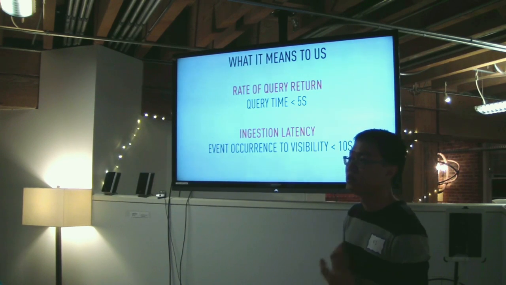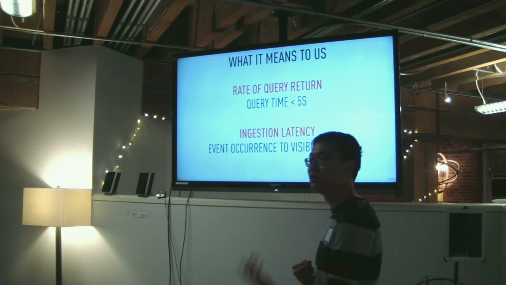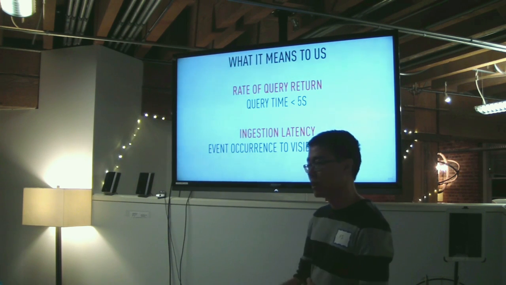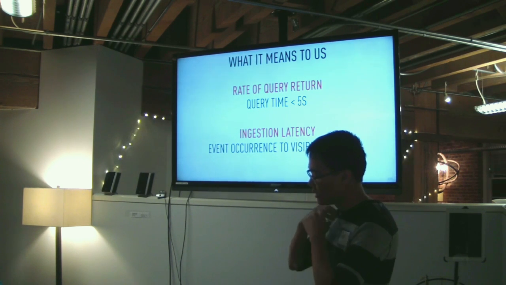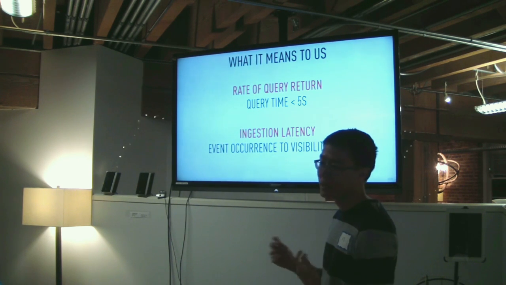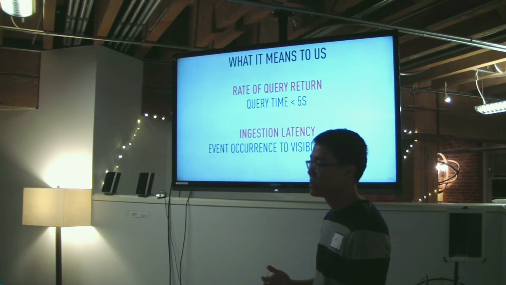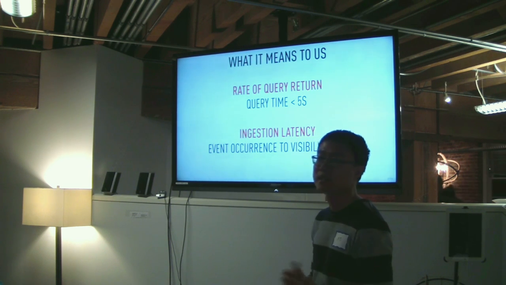To us, in Druid, we really measure real-time based on two facets. One of those is on the rate of query return. So in Druid, when you're scanning tables that comprise billions and billions of rows, we want our queries to be able to return in something less than 5 seconds. For most of our queries, the actual query latency is less than 1 second.